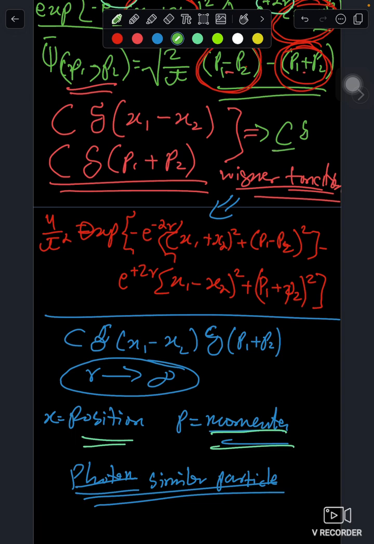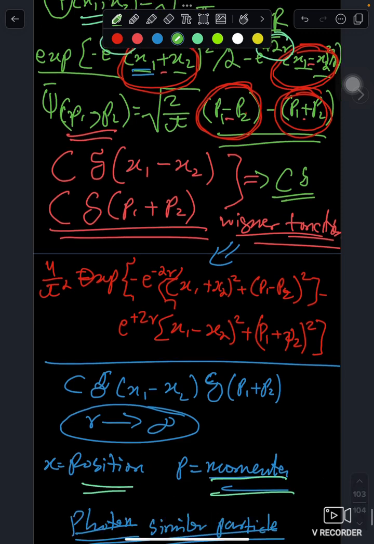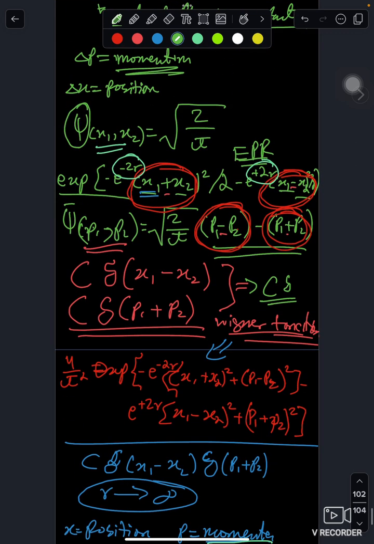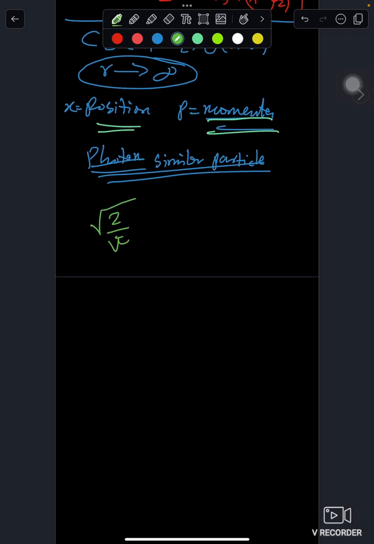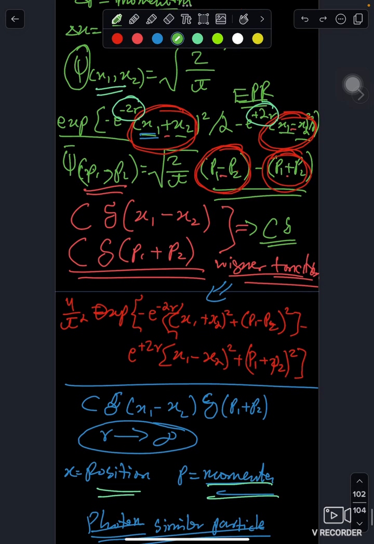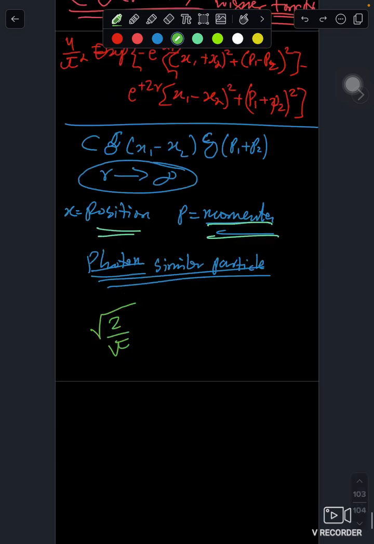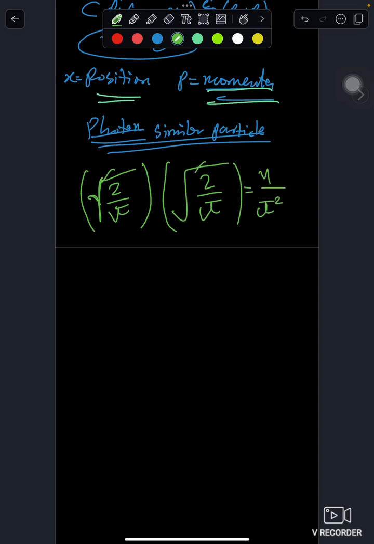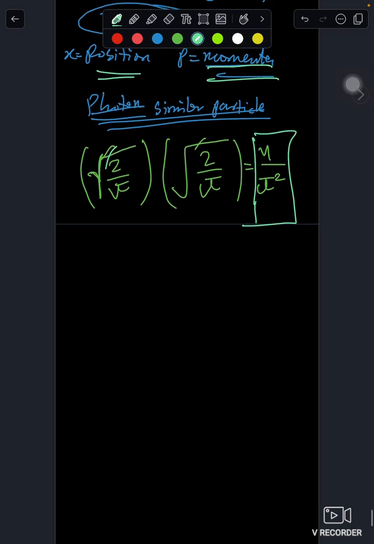For both x1 and p1, because when we combine these two together we make 4 over pi squared. This is how this came into existence. The square root and square root cancel each other, and 2 times 2 is 4, and pi times pi is pi squared.